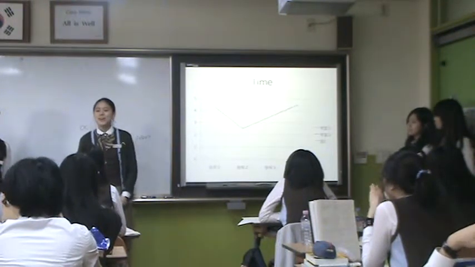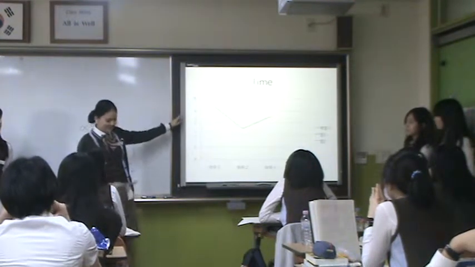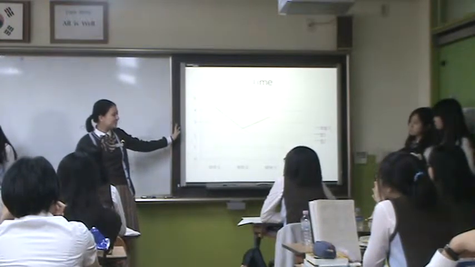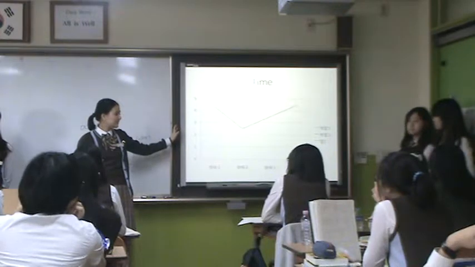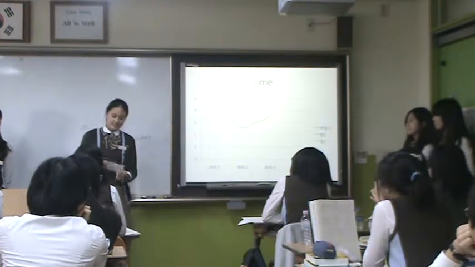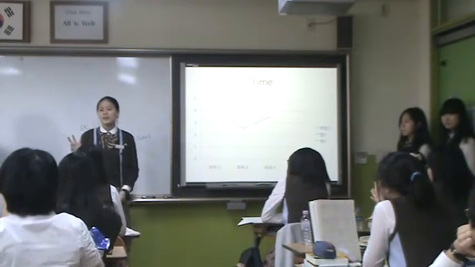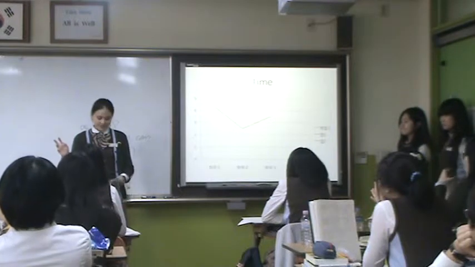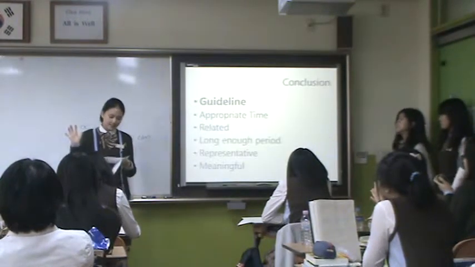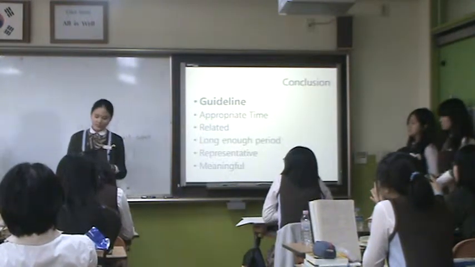I will introduce 5 guidelines. The first one, appropriate time. The second one, the topic has to be directly related. The third one, the graph has a long period of time. Fourth, the statistic has to be representative. And the fifth, the difference should be meaningful. Now, let's go on to the time.